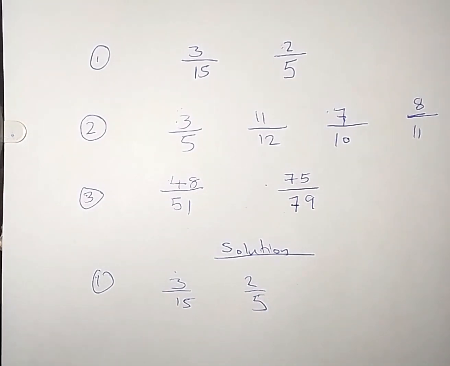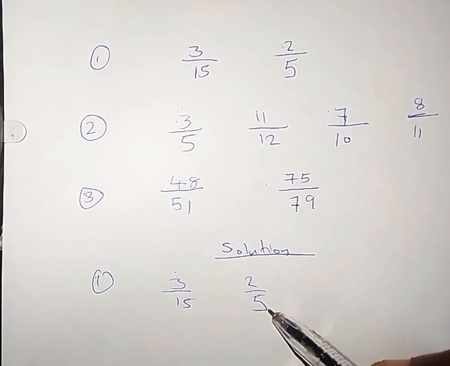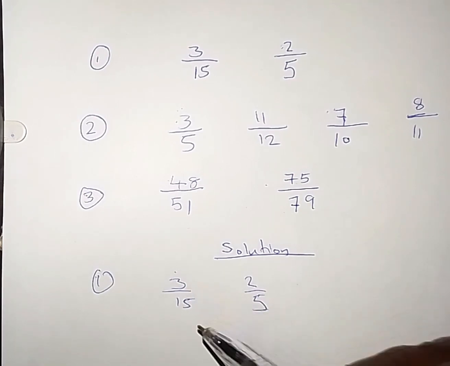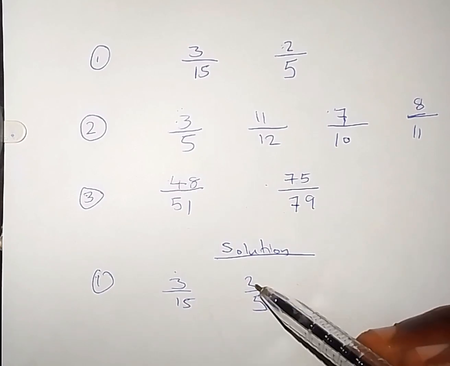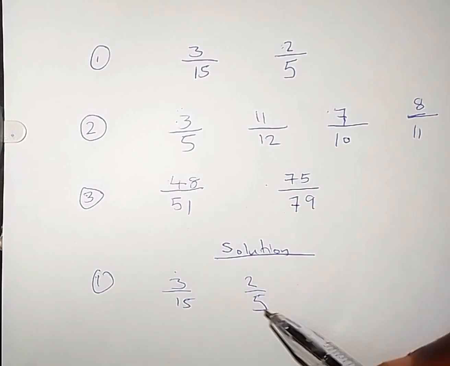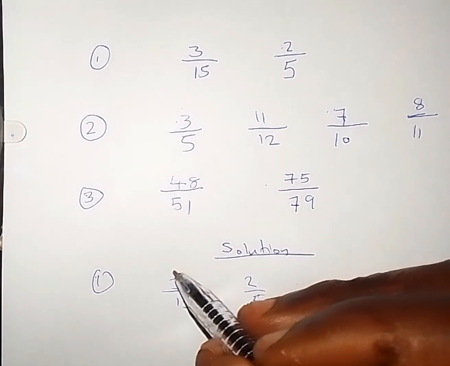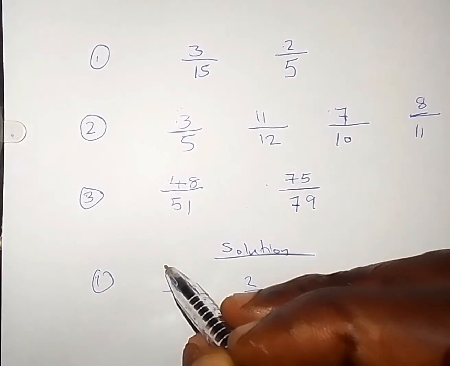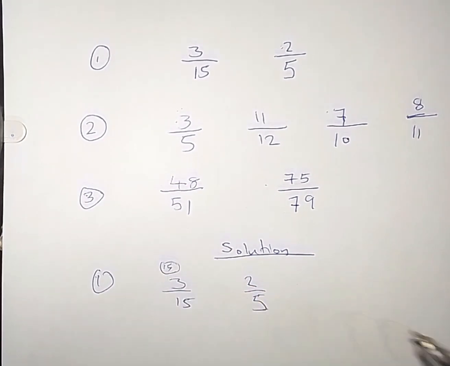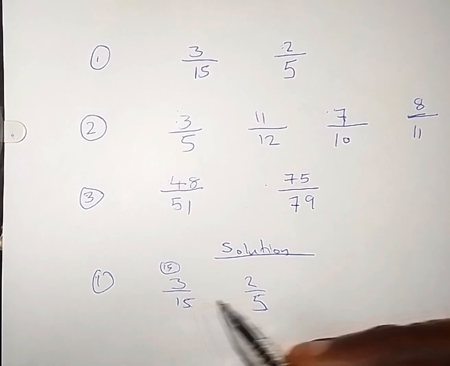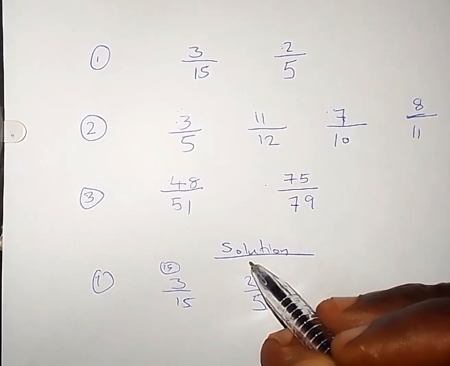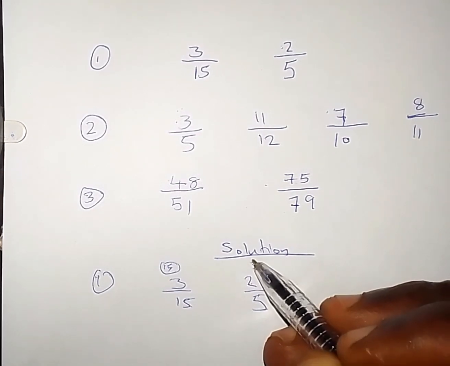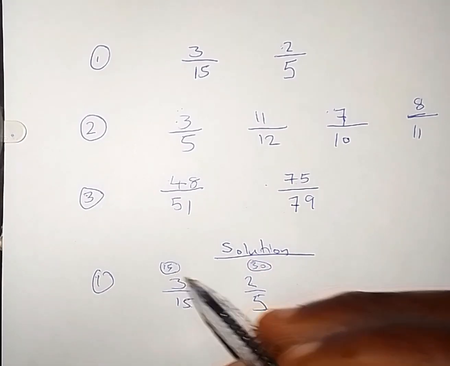So to know which one is greater, what we just need to do is multiply this denominator by this numerator, and this denominator also by the other denominator, so that we have 5 times 3. Here I'm having 15. Then if I multiply 15 by this, I'll be having 30 here, so that this is 15, this is 30.